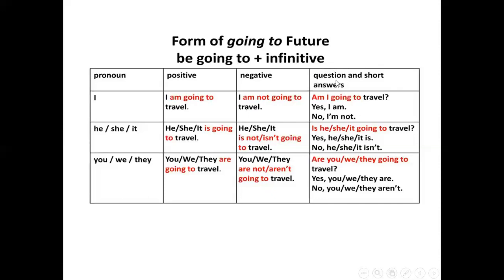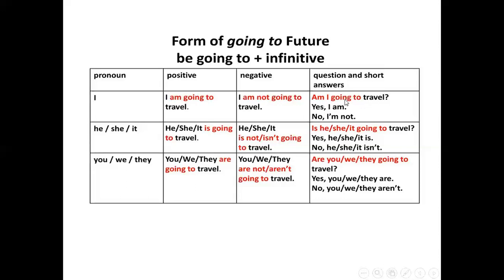So we come to yes or no questions. How can I form questions by using verb to be plus going to plus infinitive? At the beginning, I put am, is or are. After that, I put the subject, and after the subject, I put going to plus infinitive. Again, at the beginning, am, is or are. Then the subject. Then going to plus infinitive.